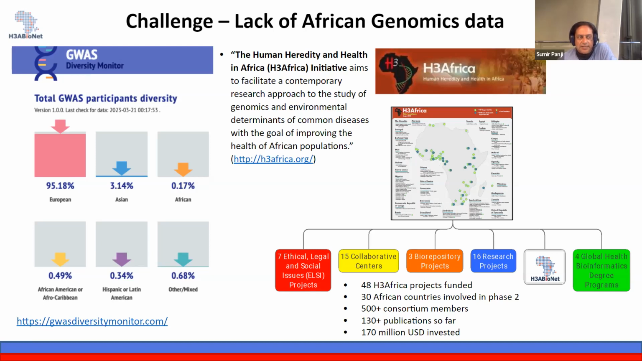And that's aimed at creating large genomic reference data sets and studies for African genomic populations. This has 15 collaborative centers, which are multi-country located, some biorepository projects and 16 research projects, and an informatics network to help support all the data acquisition by the H3Africa projects. And so far, 48 projects have been funded with over 500 consortium members. Next slide, please.